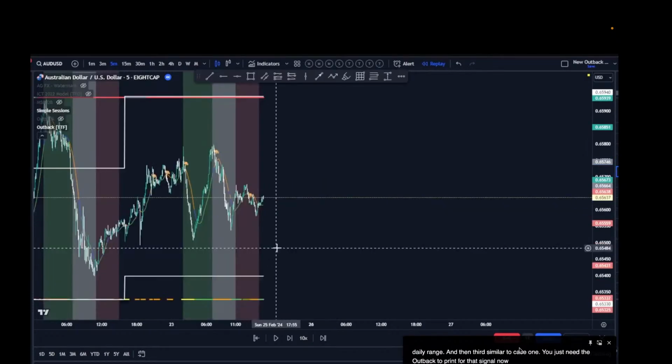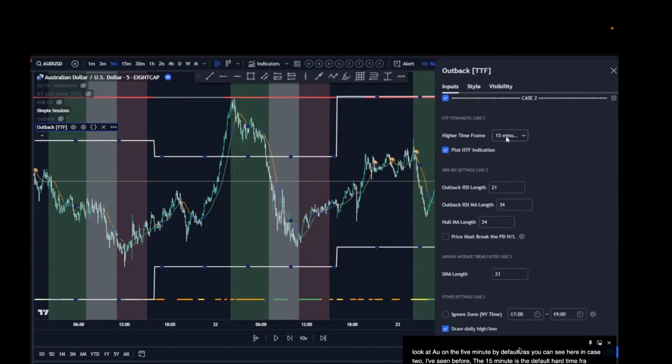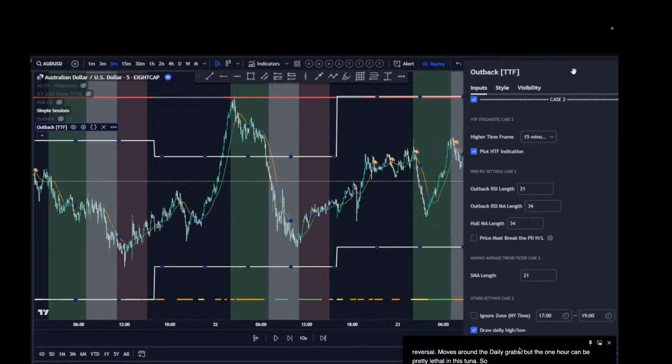And then third, similar to case 1, you just need the Outback to print for that signal. Now, with all that being said, let's just look at AU on the 5-minute. By default, as you can see here in case 2, the 15-minute is the default higher time frame for this because it's more interactive. We're kind of catching those reversal moves around the daily grabs, but the 1 hour can be pretty lethal in this too now. So through your own testing, look at the 15-minute with the 5-minute and look at the 1 hour. I don't necessarily recommend using this on the 1 minute. This case 2 is more of a 5-minute driven style of strategy, but it could work too. It's just 5-minute is more filtered, less trades, and you get a cleaner signal usually. And on the 1 minute, it spams a lot of the times, to be honest with y'all.